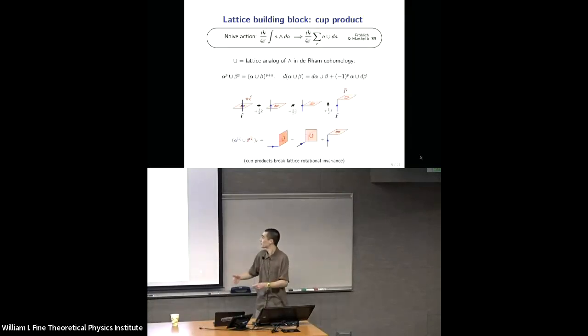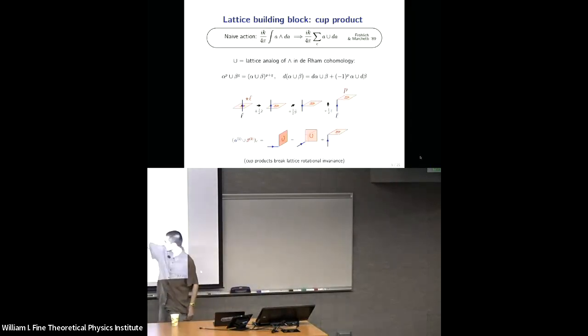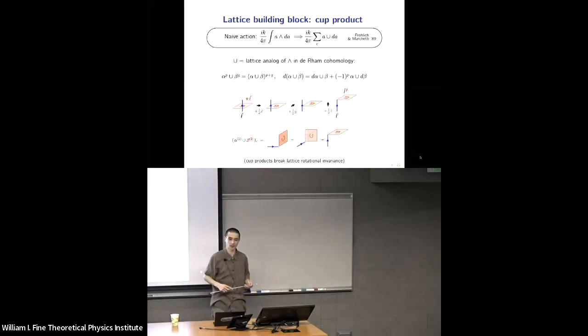Okay, so now I'm going to start building up this lattice action. The naive thing that we could do is we take a wedge dA and we just replace wedge by something called cup. So cup is just the lattice analog of the wedge product. It takes a P form and a Q form and gives you a P plus Q form, and it satisfies some Leibniz rule with respect to the exterior derivative.